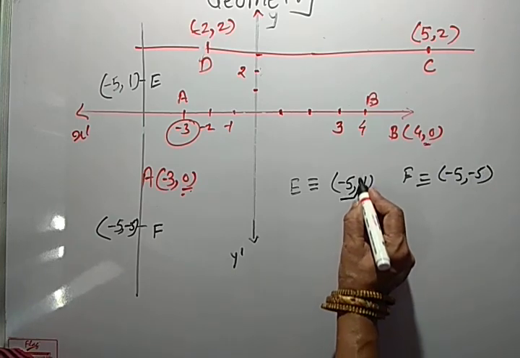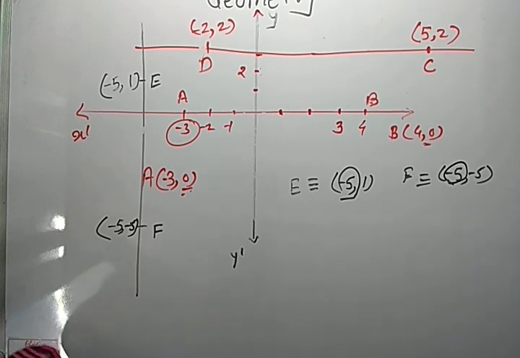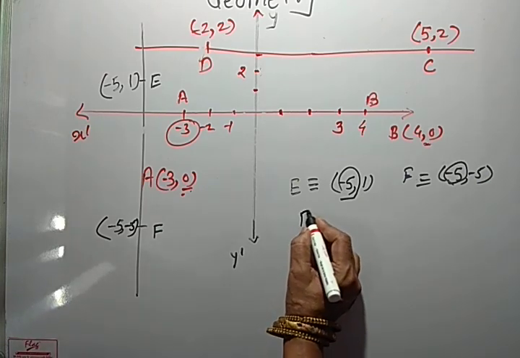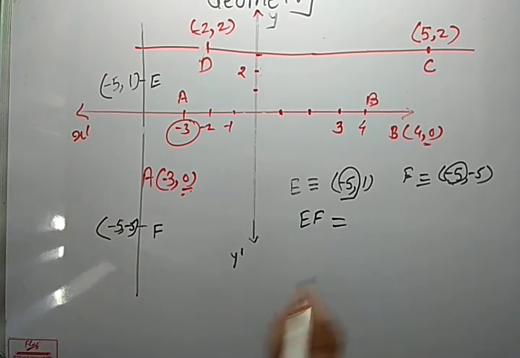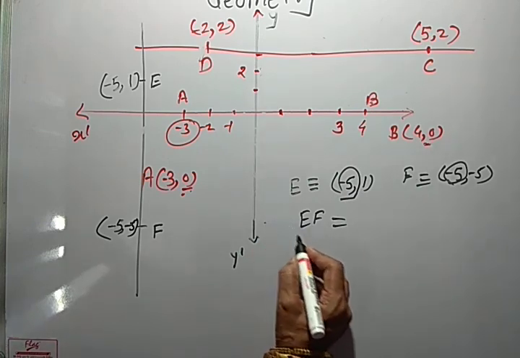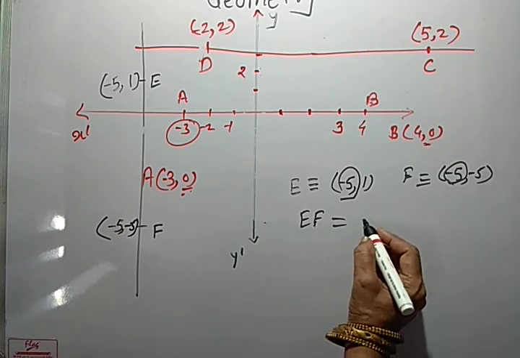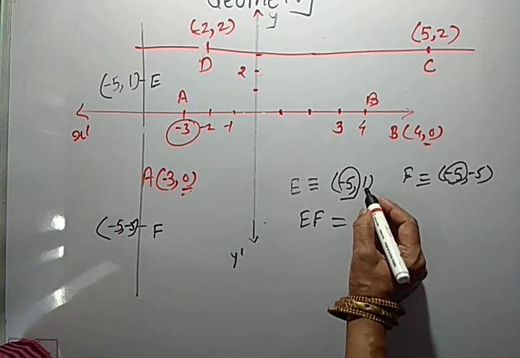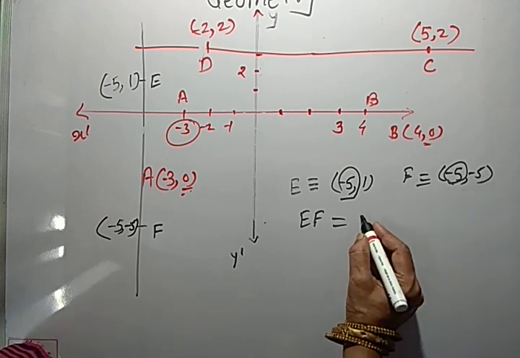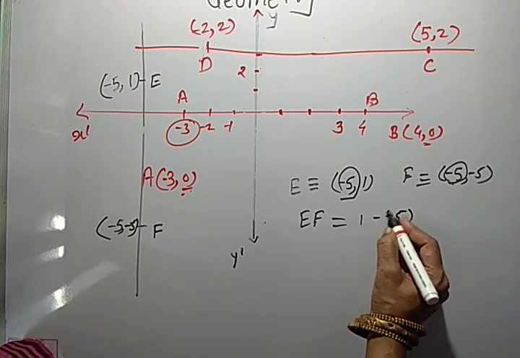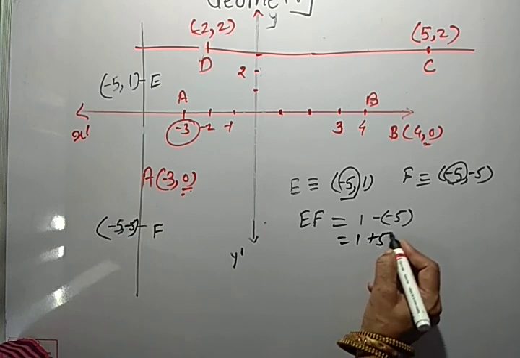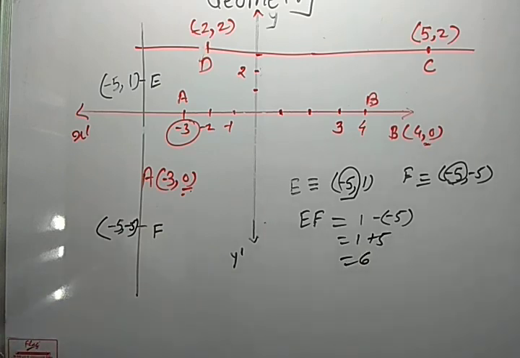Now here we can see the x coordinate of both the points is same. Therefore distance EF, it is written as EF also. Distance EF, you know from last year, is equal to, which is bigger? 1 is bigger, -5 is smaller. 1 minus -5, that is equal to 1 plus 5 is equal to 6. So distance EF is equal to 6. These points we will verify after using another formula also.